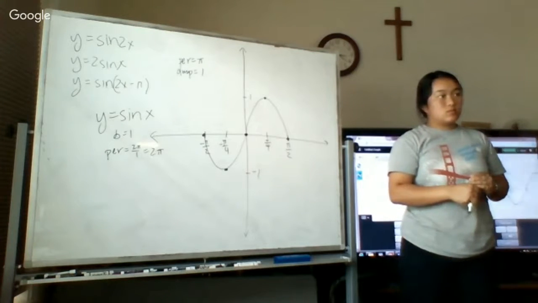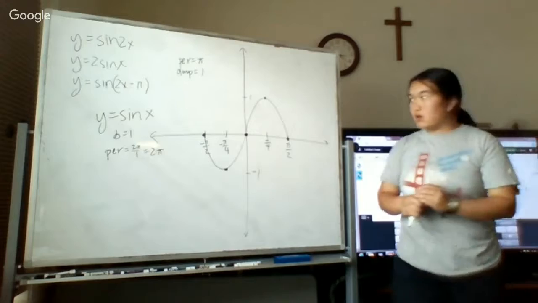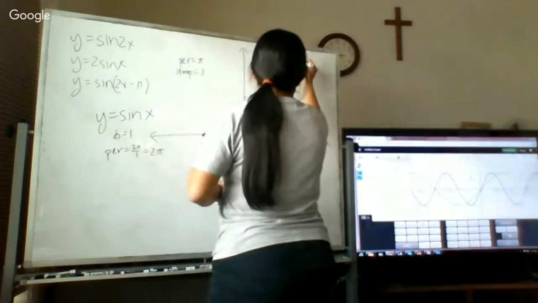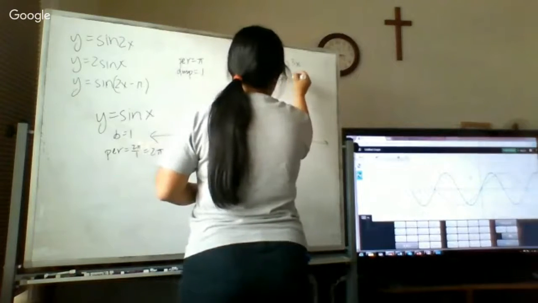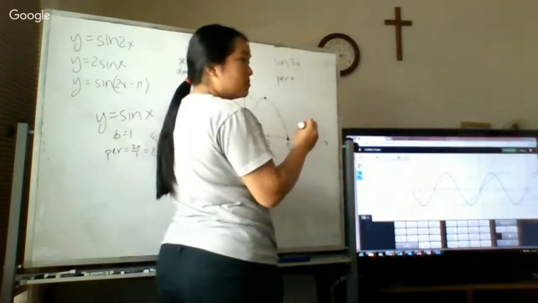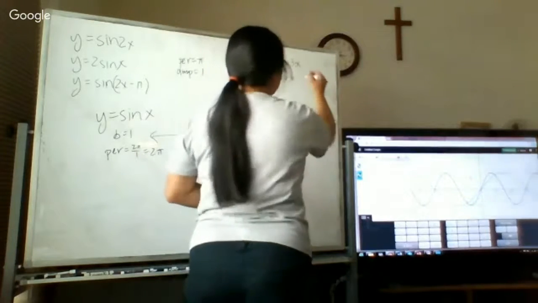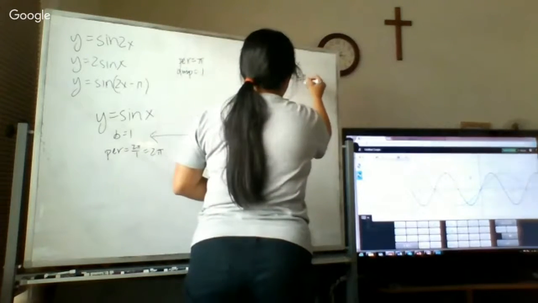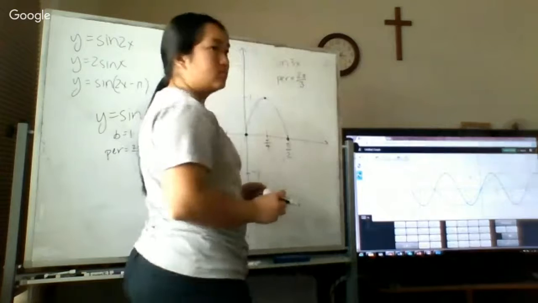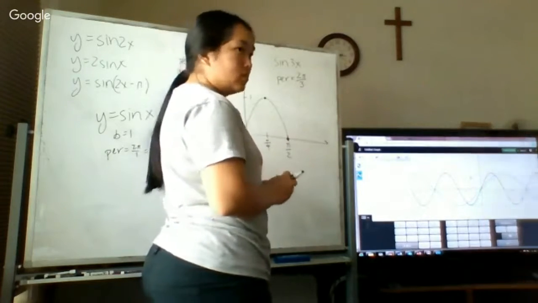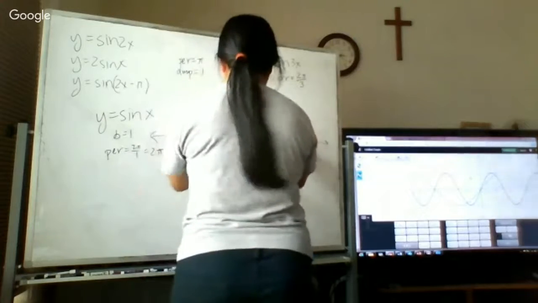Well, let's do that one. Sine of 3x. So the period would be 2 pi over 3. And then you divide that by 2. So then it would be pi over 3 this way and pi over 3 that way.